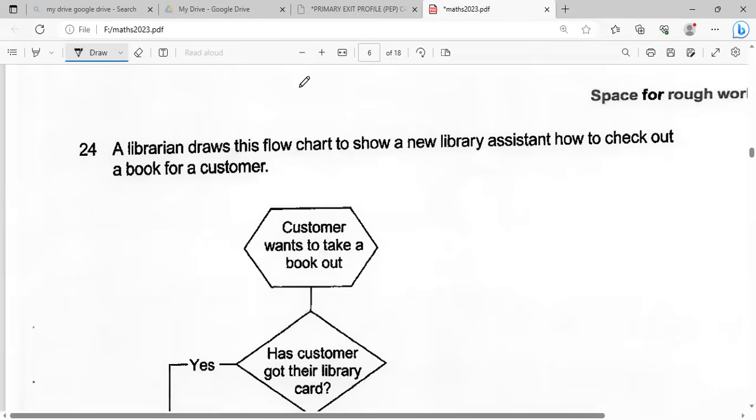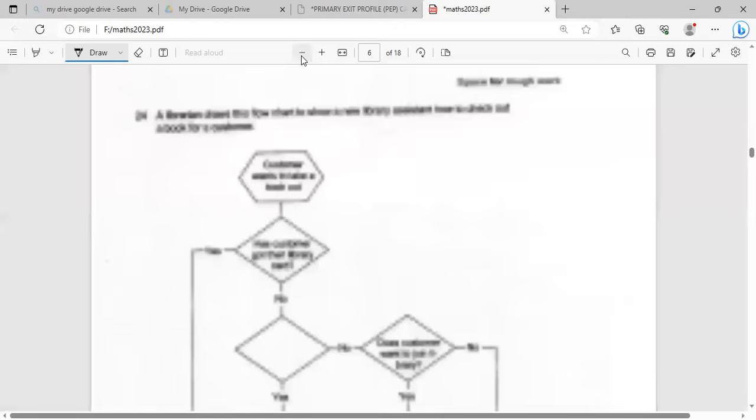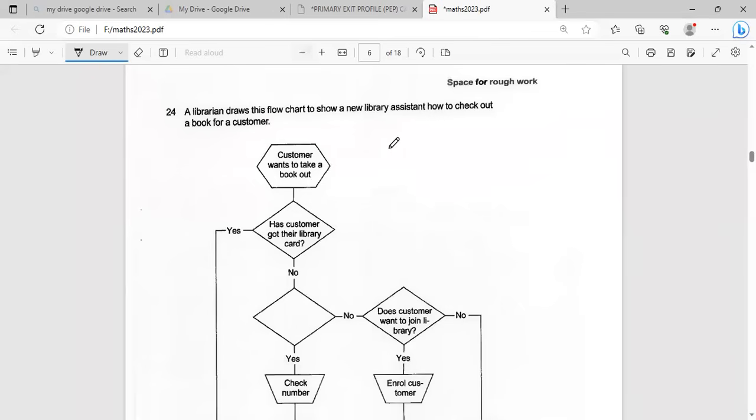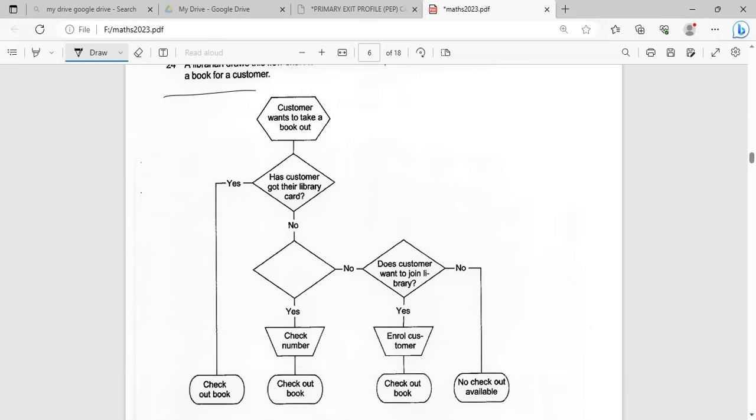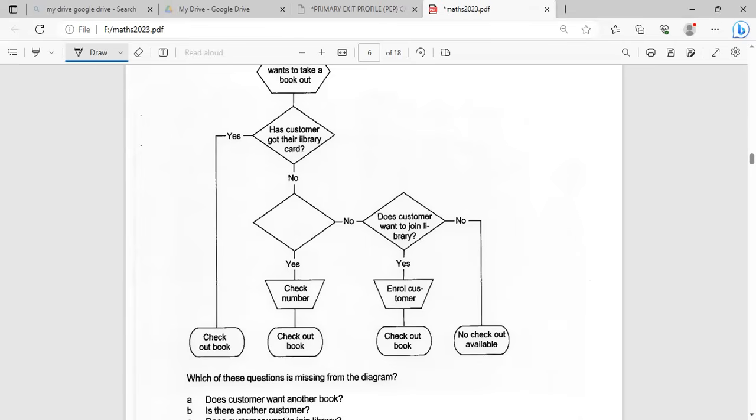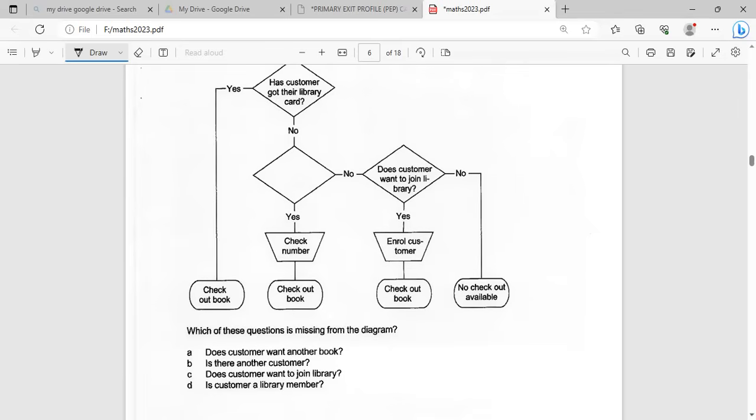All right, hold on, that one here, it says a librarian shows a flowchart to show a new librarian assistant how to check out a school book for a customer. Notice they say the word customer. So, all right. Which of these questions is missing from the diagram?